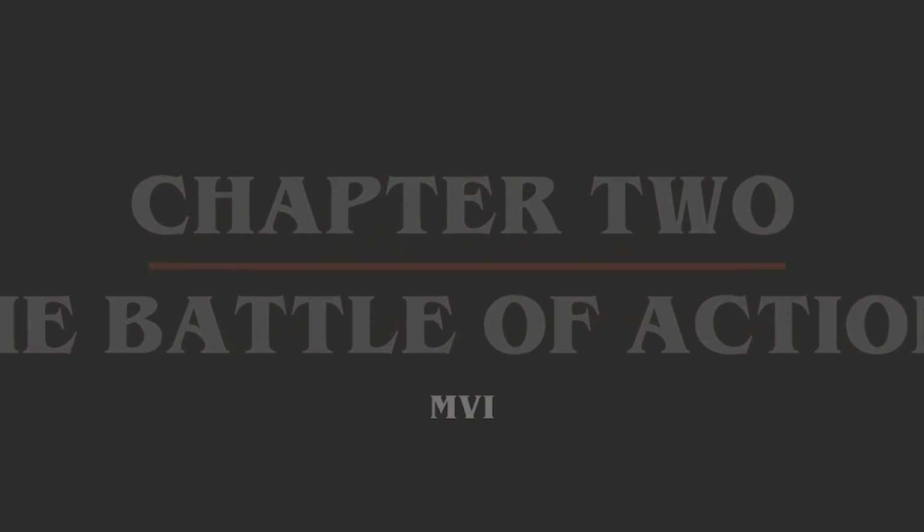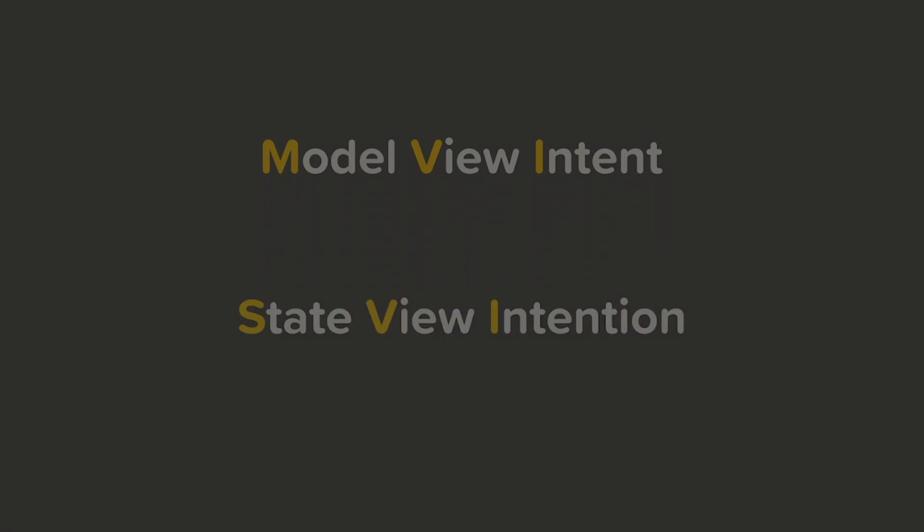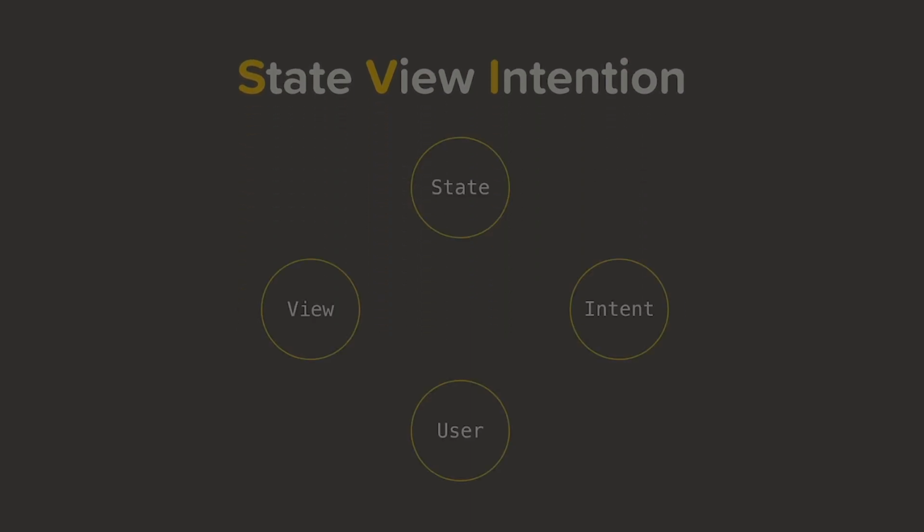So this brings us to the second part of the talk, that is the battle of actions. This part is about the model view intent pattern. So what is the model view intent pattern? As I like to say, model is state and intent is the intention of the user to do something. So there are four constructs over here: state, intent, user and view.